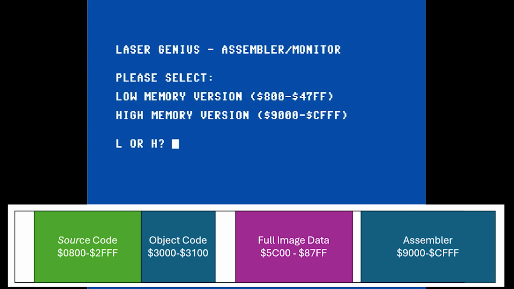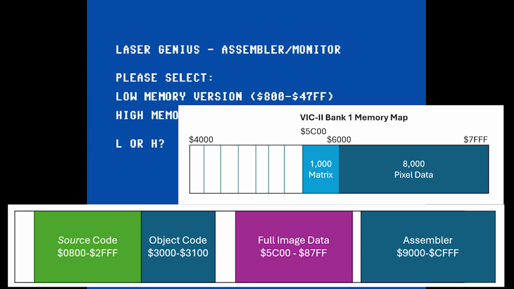You have lots of different options and you can move things around wherever you want. It's really the only static place in memory we need to worry about at the moment is where the full image data is going to be, because that is the memory location of VIC bank 1, that 16K window. And in that region of memory is our matrix memory, which we decided to put at 5C00 right up to 7FFF, and the 8000 bytes needed for the pixel data.